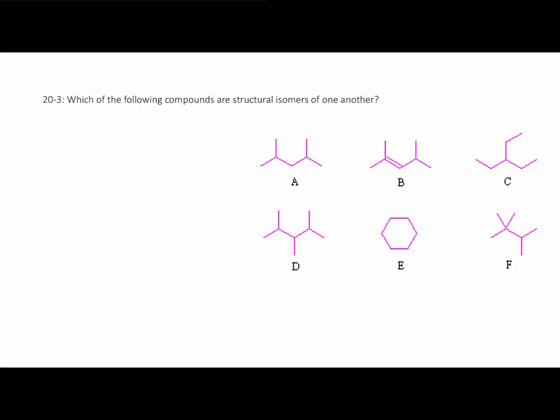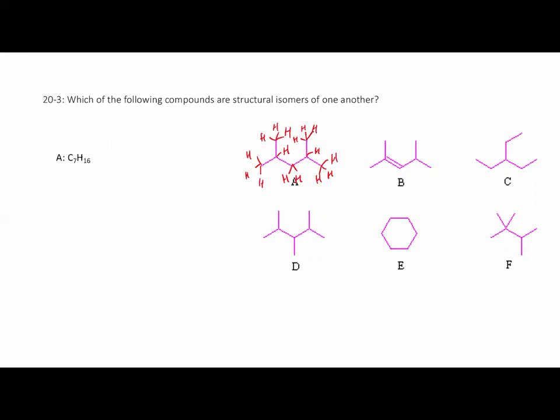So A has 1, 2, 3, 4, 5, 6, 7 carbons, and each one of these carbons needs to be forming 4 bonds. So you're going to add 3 hydrogens here, 1 hydrogen here, 3 hydrogens here, 2 hydrogens here. So you have 7 carbons and 16 hydrogens for this compound.